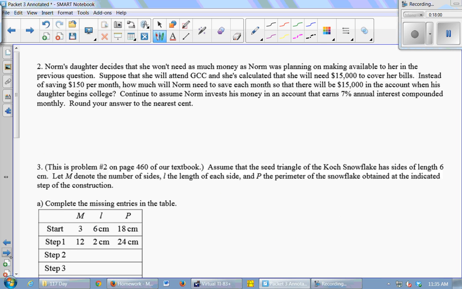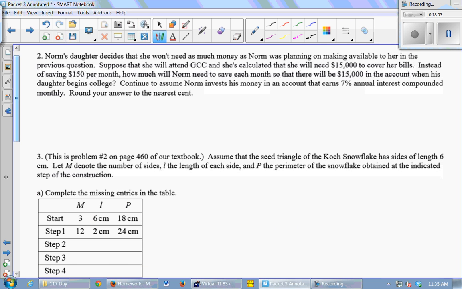All right. So Norm's daughter decides that she's not going to need that much money to go to college because she's going to attend GCC, and she figures she needs about $15,000 to cover her bills. So instead of saving $150 per month, how much does Norm need to save so that there will be $15,000 in the account? So we're going to use the same formula because this is the exact same scenario. He's setting aside regular amounts of money monthly, but this time I'm given the future value, right? I want the future value to be 15,000. What is the amount that I need to set aside?